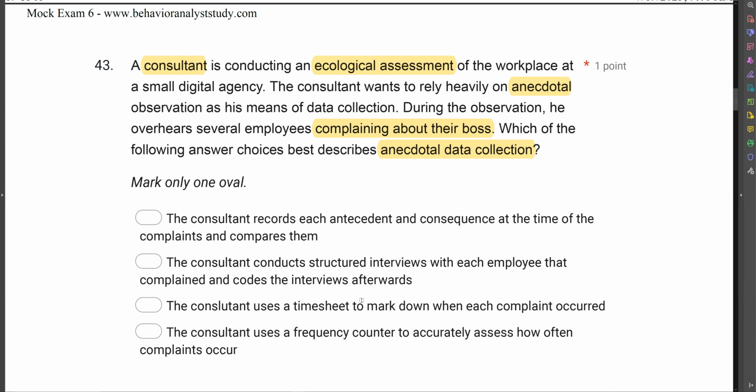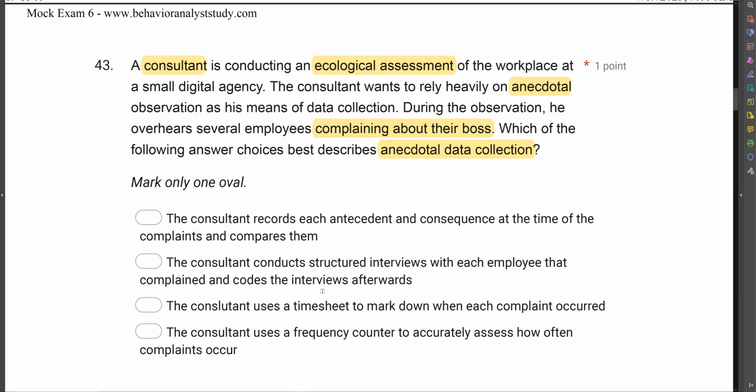C, the consultant uses a timesheet to mark down when each complaint occurred. Awfully close to a scatter plot, right? Not stories, there's no anecdotes in C. And D, the consultant uses a frequency counter to accurately assess how often complaints occur. Well, D is just straight up continuous measurement, right? We're using a frequency counter.